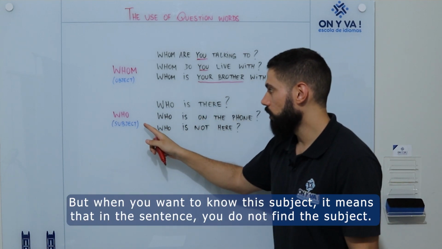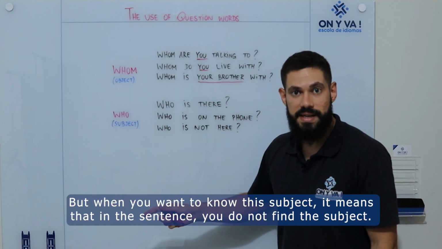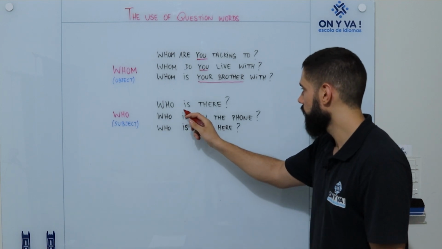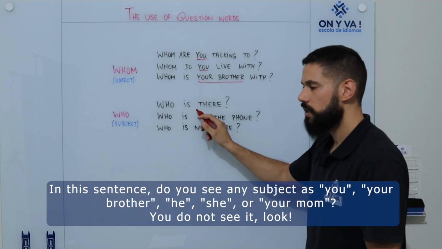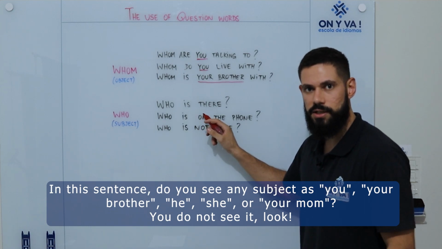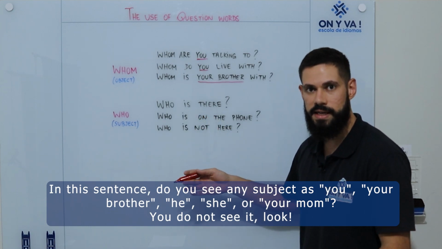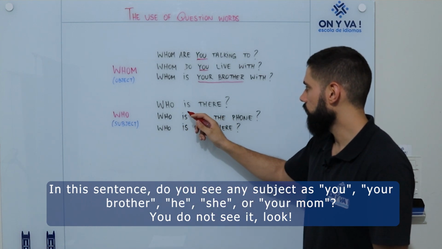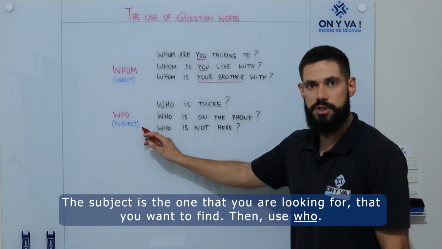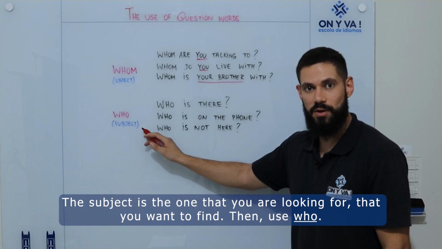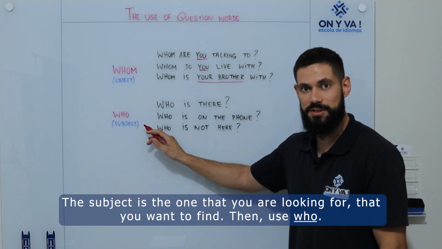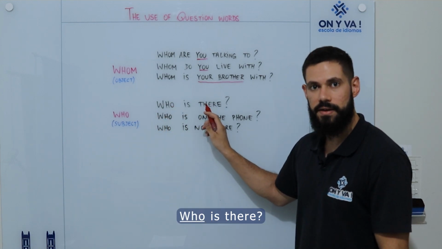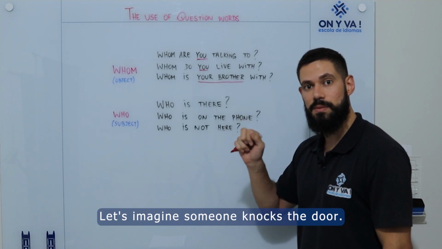But when you want to know the subject, it means that in the sentence you don't find the subject. Look, in the sentence, do you see any subject? You, your brother, he or she, or your mom? You don't see. Look, the subject is the one that you are looking for, that you want to find. So we use who. Who's there? Let's imagine someone knocks on the door.